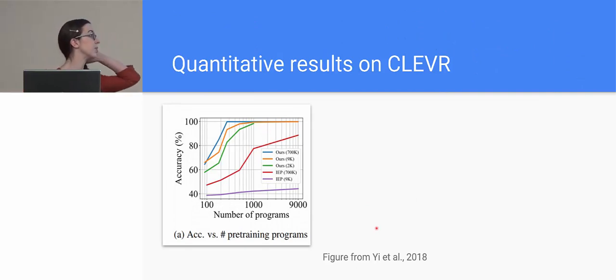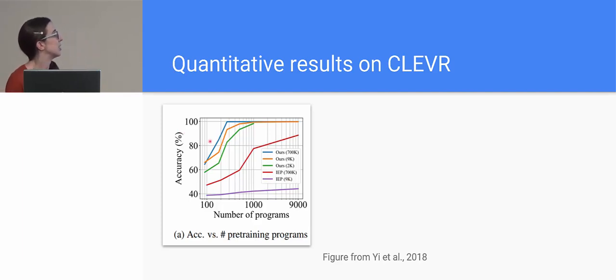Some more quantitative results. In this chart, we have along the x-axis the number of annotated training examples, or the number of programs that are provided to train the question parser. And we have 3 lines here that are the NSVQA, and that's how many question answer pairs, so the reinforcement pairs, were used to train it. And then we have IEP trained on both 7,000 and 9,000 question answer pairs. So you can see accuracy along the y-axis, NSVQA is outperforming it clearly.